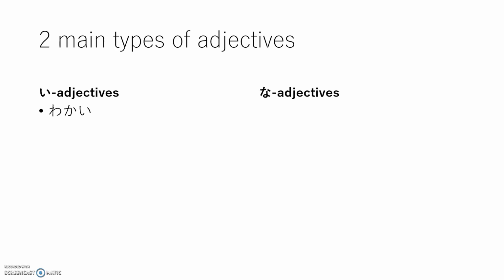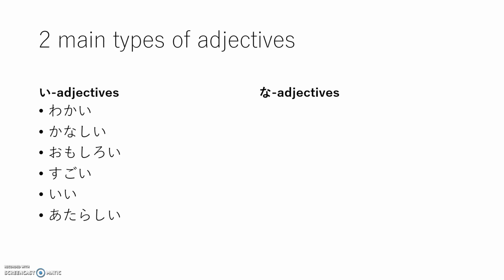Wakai, young. Kanashii, sad. Omoshiroi, interesting. Sugoi, great or awesome. Ii, good. Atarashii, new. On the right side, we have na-adjectives.